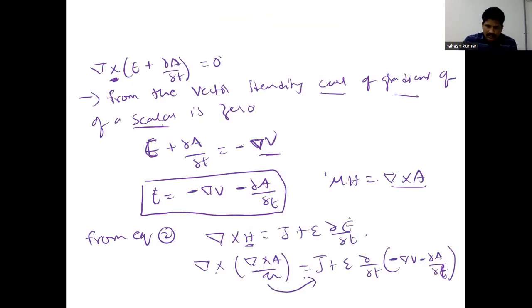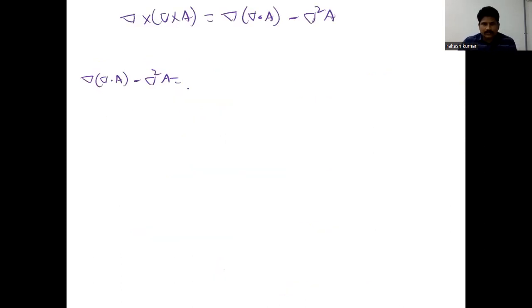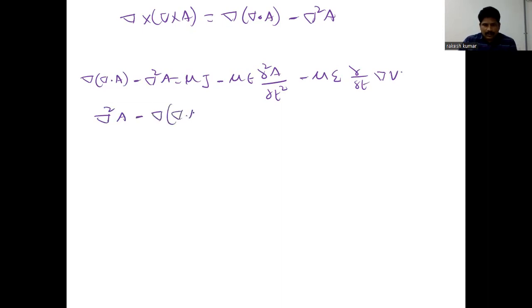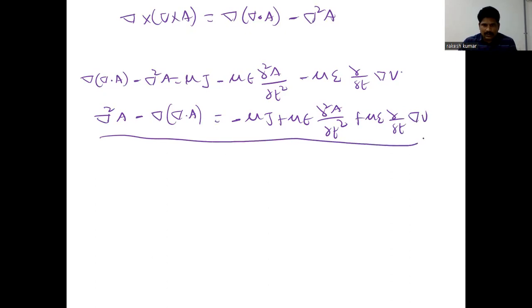Here mu is there, so simply move it to this side. You get mu J minus mu epsilon into del square A by dou t square minus mu epsilon dou by dou t of del V. Therefore del square A minus del of del dot A is equal to minus mu J plus mu epsilon into dou square A by dou t square plus mu epsilon into dou by dou t of del V. So let us consider this expression as C.